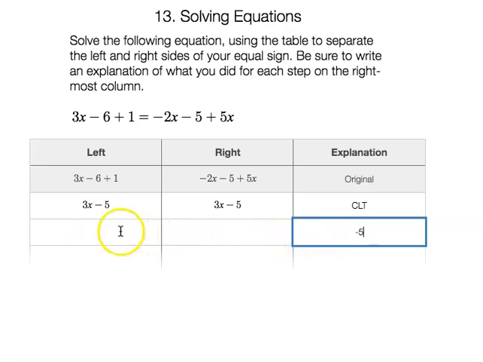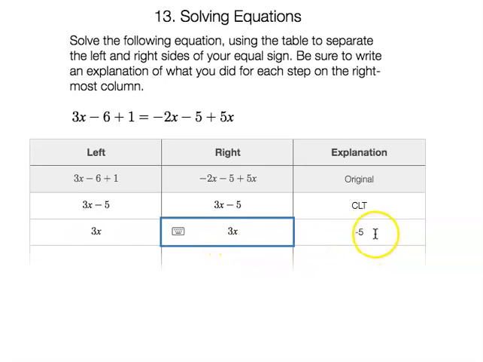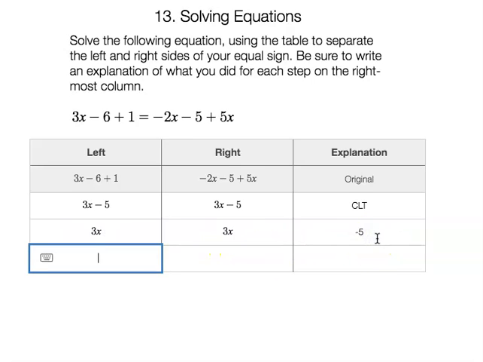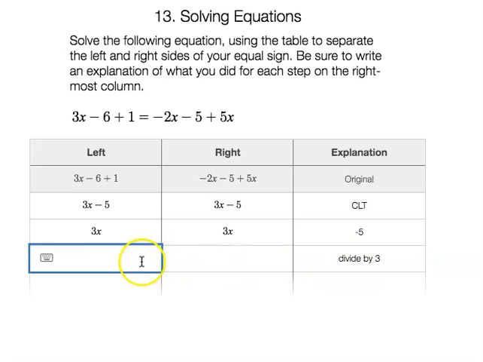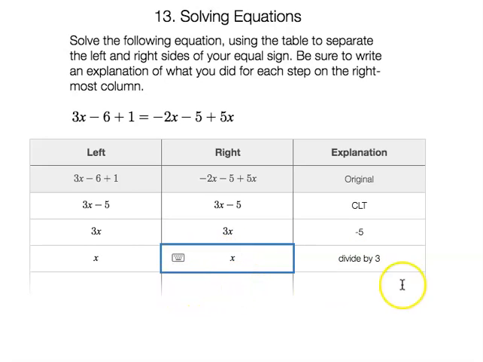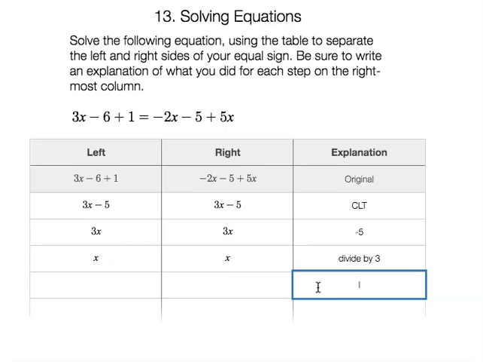So I can minus 5 from both sides, and I get 3x, and I get 3x. But you see how they're equal yet? And if I divide both sides by 3, notice how I get x equals x. So what does that tell me? It tells me that it is infinite solutions.